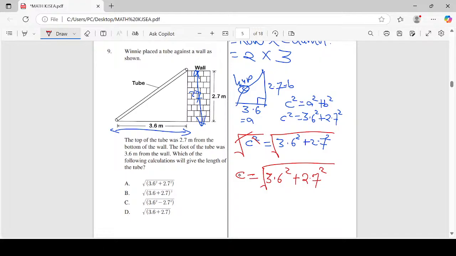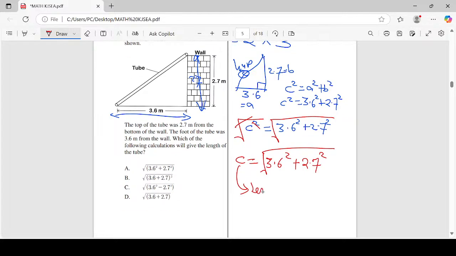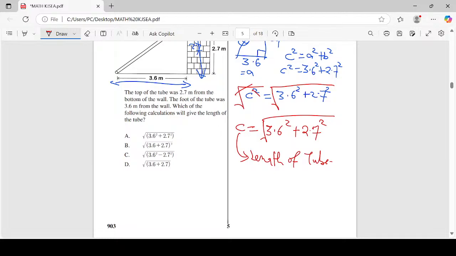Remember that this C I'm talking about gives me the length of the tube. The C gives you the length of the tube, dear learners. Don't forget that. So you come into your choices and look for the correct term. Remember, the whole of this is being square rooted, the whole of this is under the square root, so you wrap it inside brackets like that.